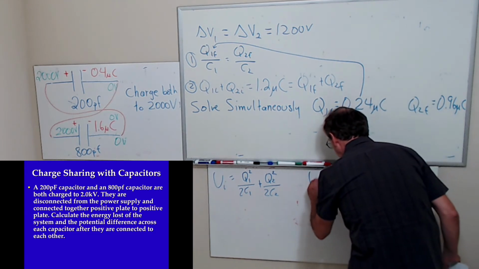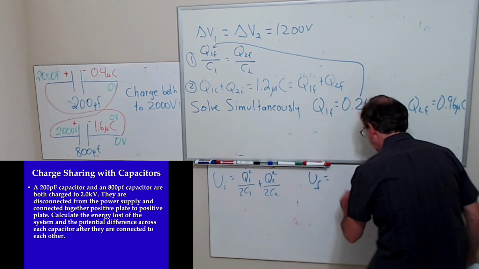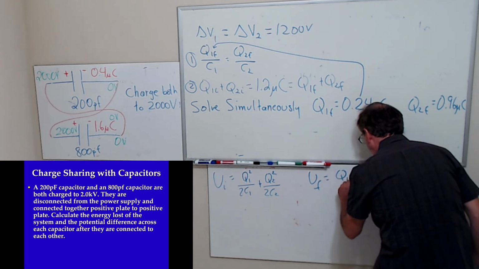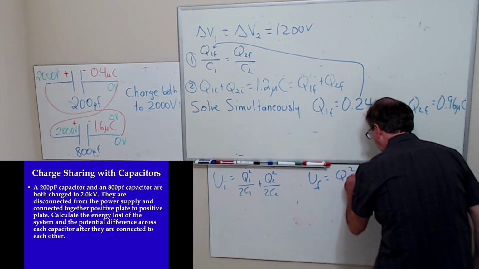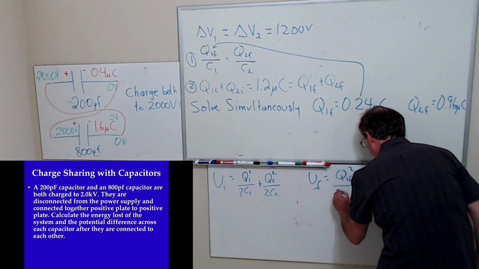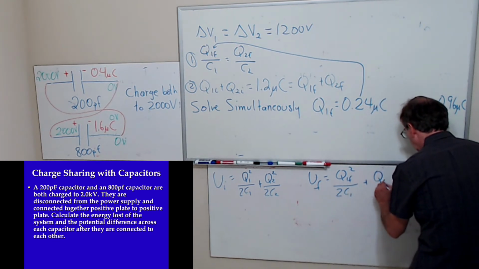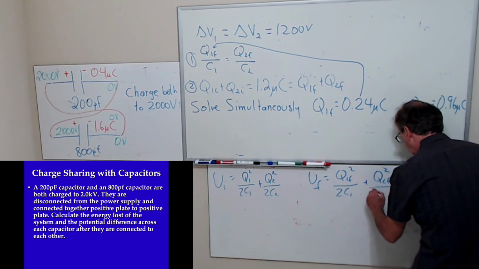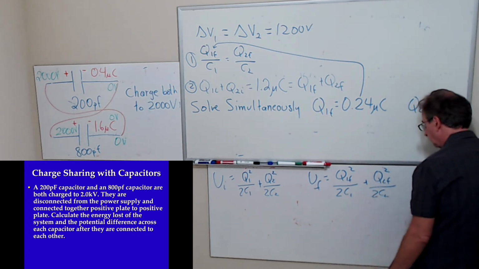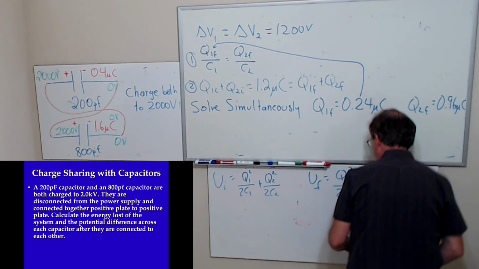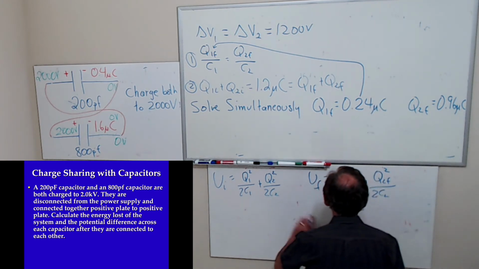And then your final is going to be Q1 final squared over 2C1 plus Q2 final squared over 2C2. And so all I got to do is take the final minus the initial. So let me write the expression.